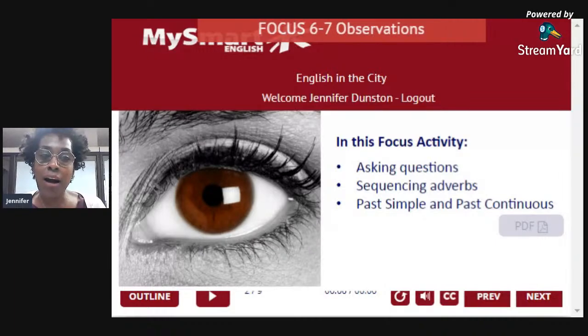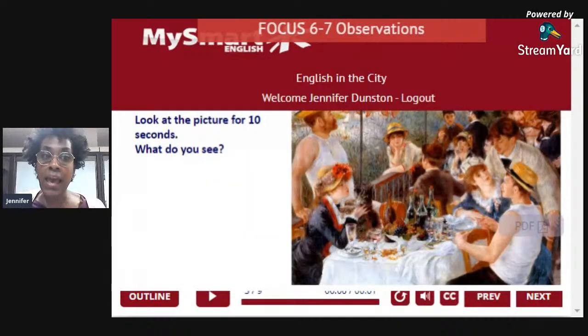We're talking about observations, and the difference between past simple and past continuous. We said before that we use the past simple when actions are finished and there is a specific time reference. I'm assuming that was you, Eliza, right? When we use the past simple, we have a specific time reference.